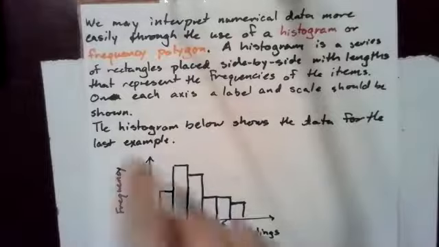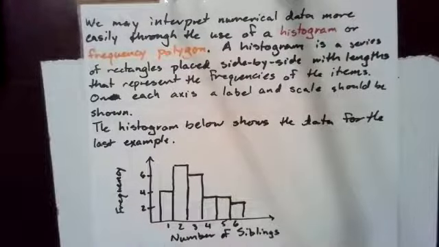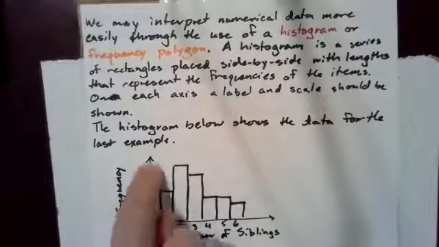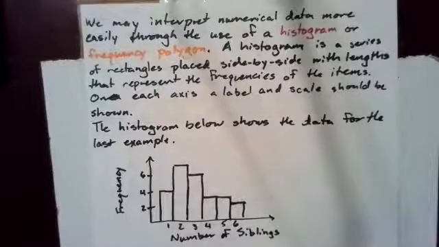So here is the frequency. Here are the number of siblings. We have a bar for each number of siblings on the table, 1 through 6. And we have our scale along this axis that tells us how many times that number of siblings appears.